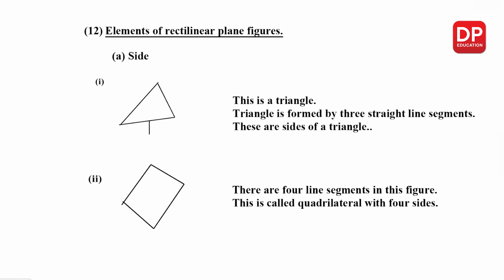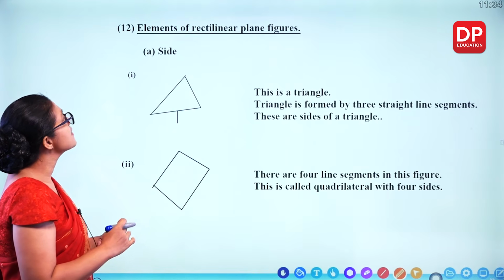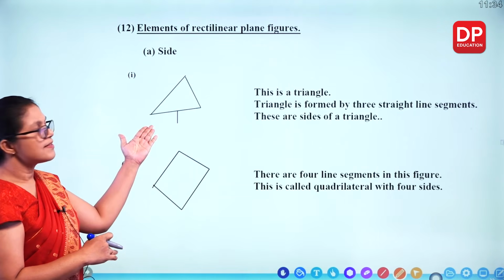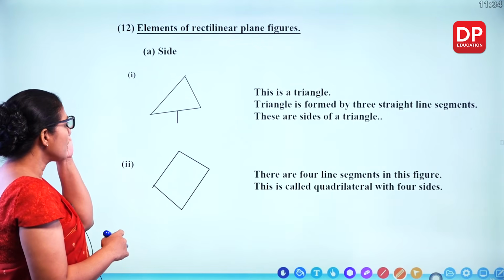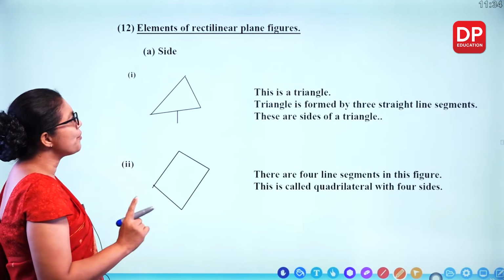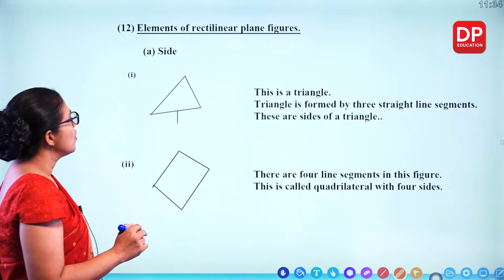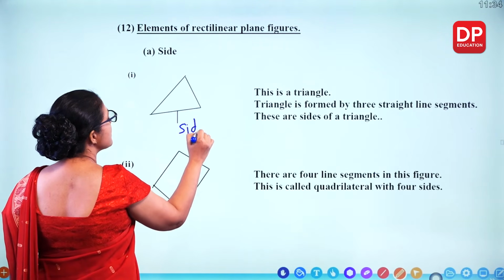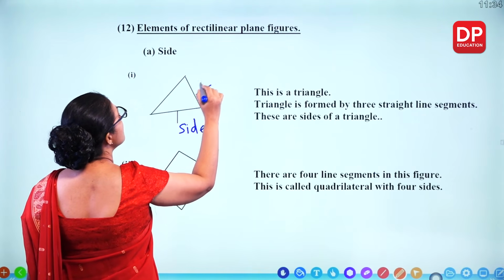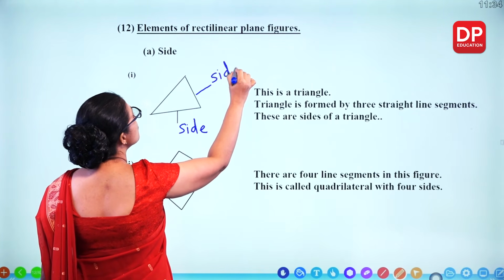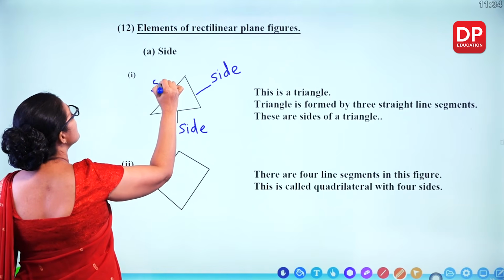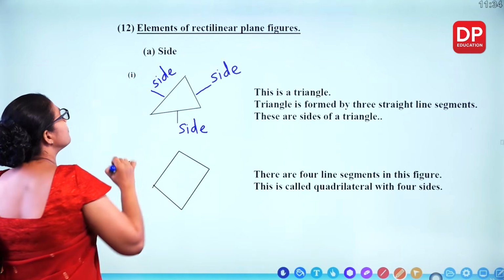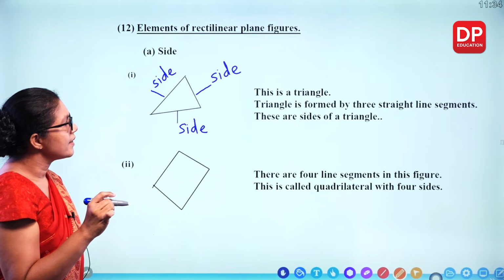Elements of rectilinear plane figures. Sides. This is a triangle. So a triangle is formed by 3 line segments. These are called sides. So how many sides are there? 1, 2, 3. 3 sides are there for a triangle.